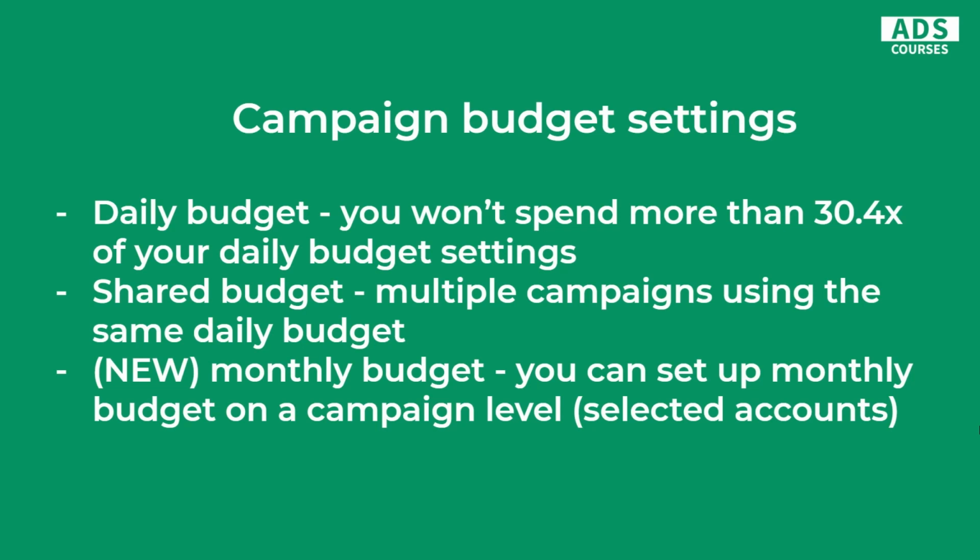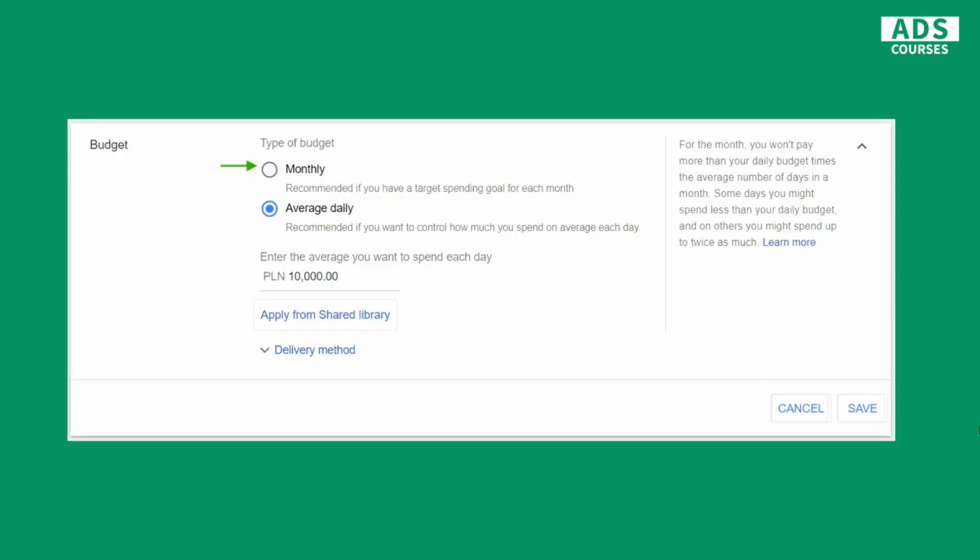And right now Google is running a new feature for selected campaigns where you can actually set up a monthly budget on a campaign level. So maybe when you actually watch this video, this feature will be populated on all accounts. And this is how this new feature looks like. So you have your average daily settings like normally, and you can also pick a monthly budget. So this solution will be best for people that want to have total control over their monthly budget.